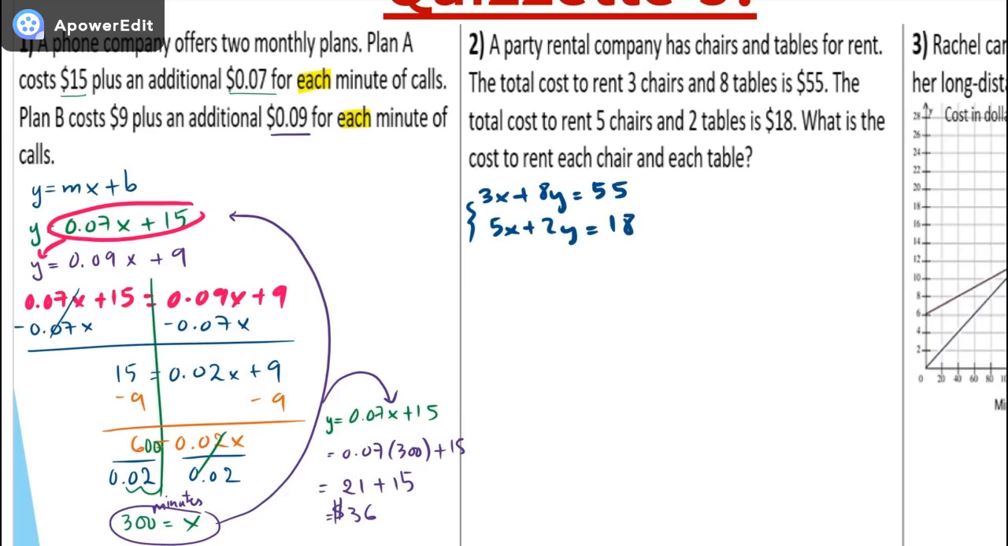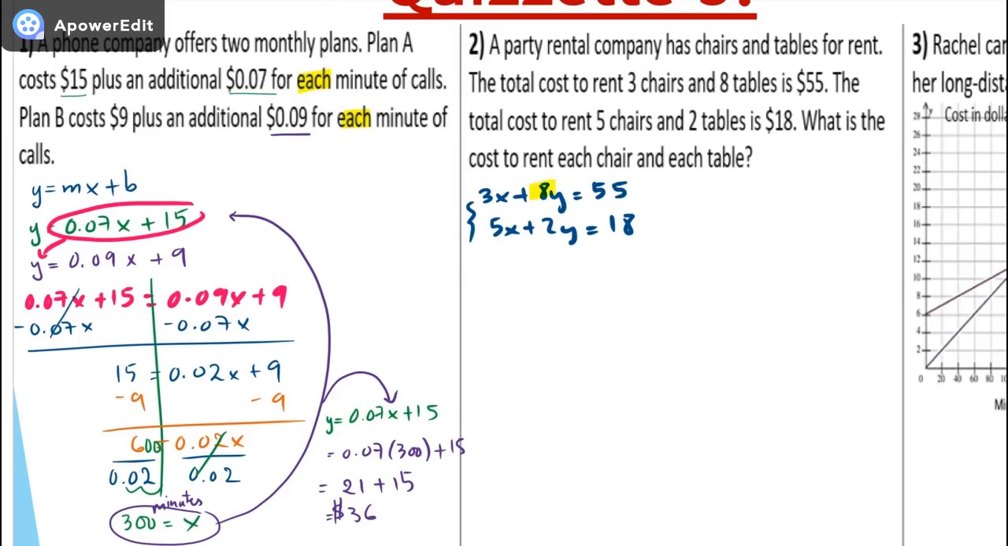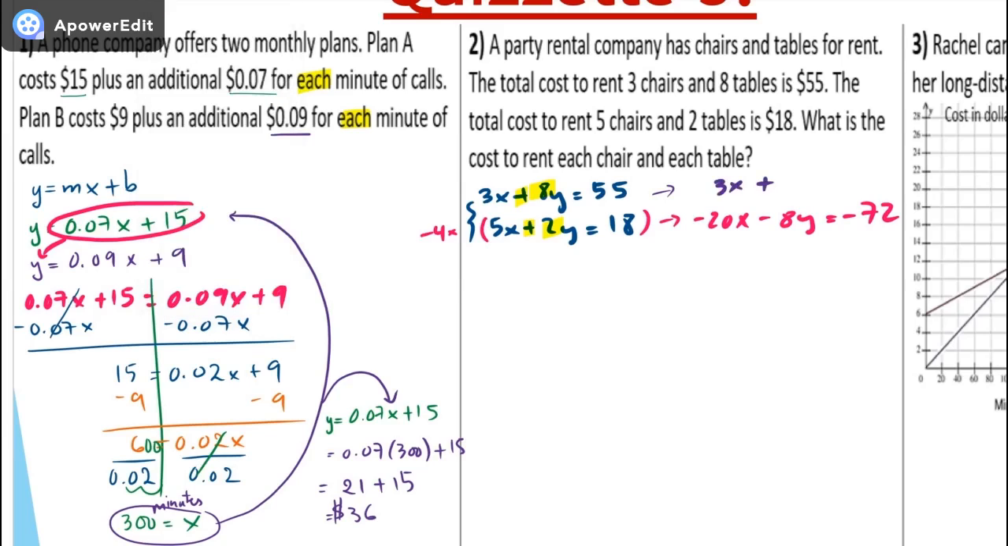Alright, since x and y are on the same side, I want to solve this by the elimination method. So we need to get the same number in front of the variable and opposite signs. So what we're going to do is multiply the second equation by -4. So that will give us negative 20x minus 8y equal to negative 72. And we bring over the first equation, 3x plus 8y equal to 55. Okay, then we're going to add the two equations, 3x plus negative 20x, that will be negative 17x.